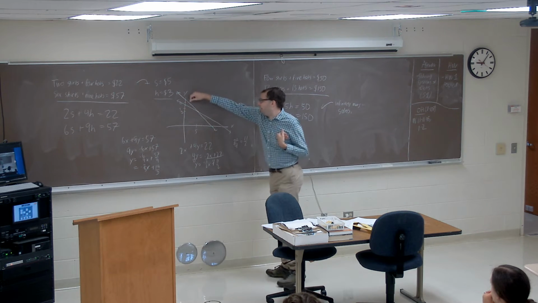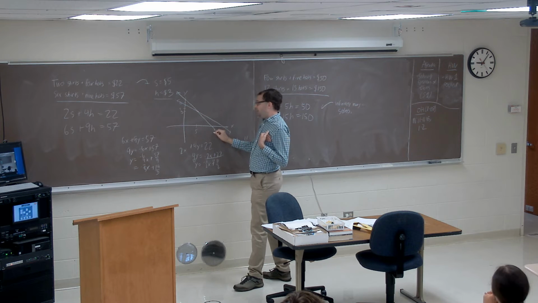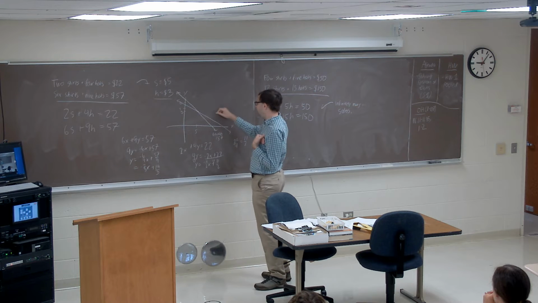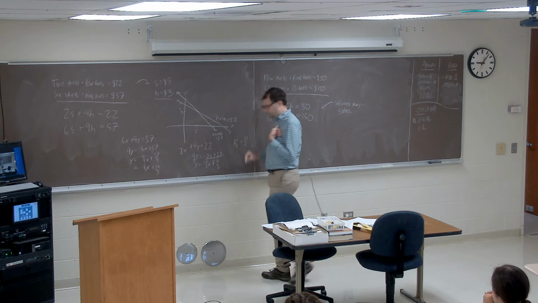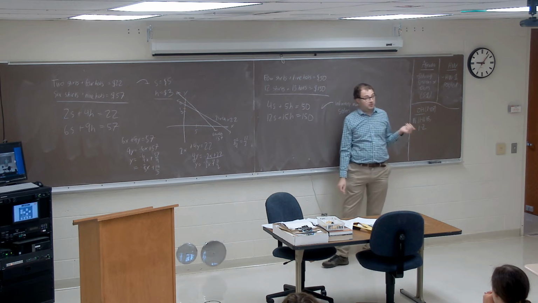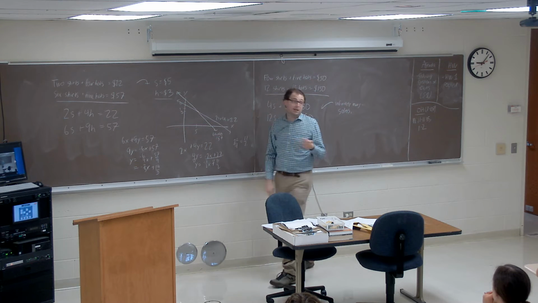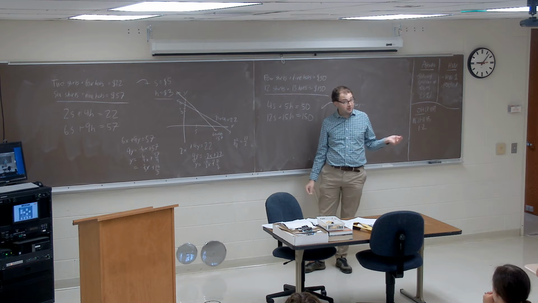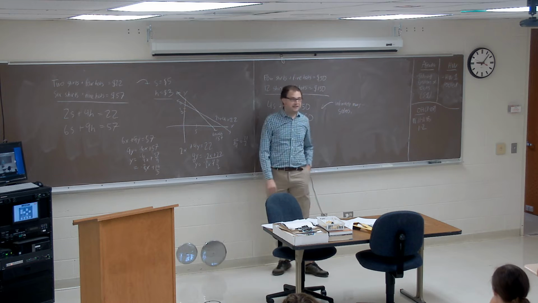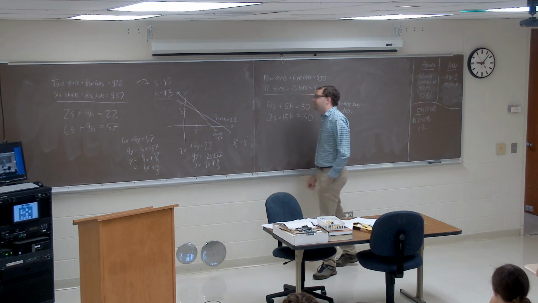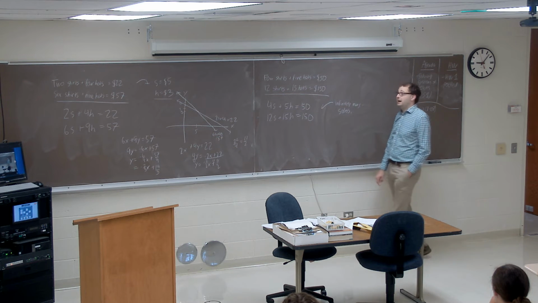So this top one here came from our 6s plus 9h equals 57. And this other one was our 2s plus 4h equals 22. You can replace s and h with x and y respectively to get that s equals 5 and h equals 3 was the unique point, x equals 5, y equals 3, in the xy plane where these two lines intersected each other. So the fact that these lines intersect exactly once tells us we're going to have a unique solution.